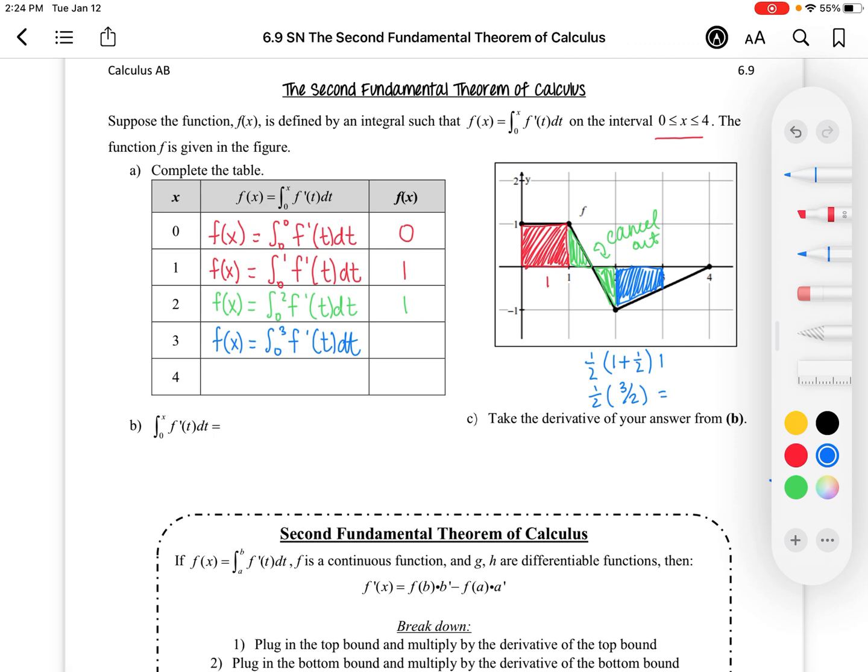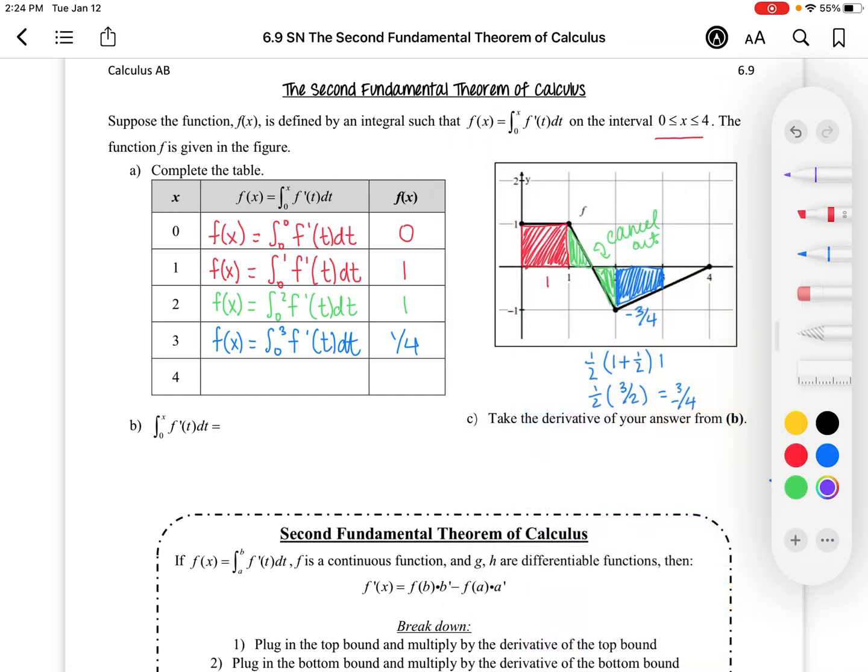is going to be 3/2. So I'm looking at 3/4. And it is a negative 3/4. Oops, switch the colors on us. It is a negative 3/4 because it's below the axis. So I'm looking at 1, the greens cancel each other out, and the negative 3/4, so 1 minus 3/4 is going to give me 1/4.